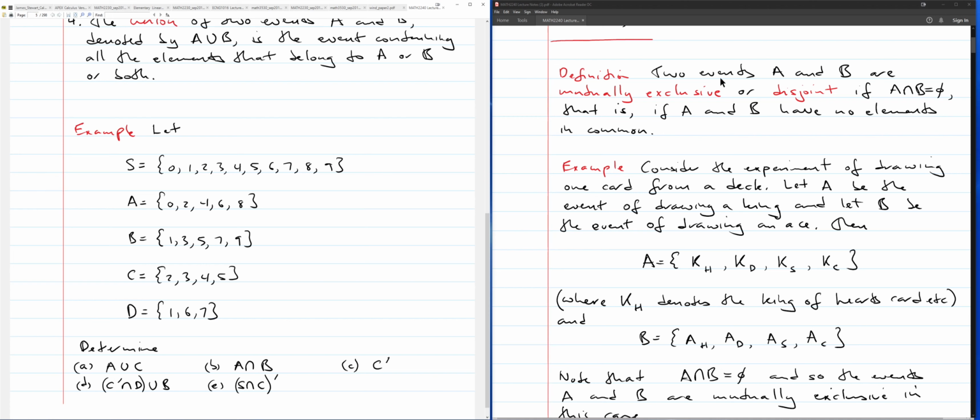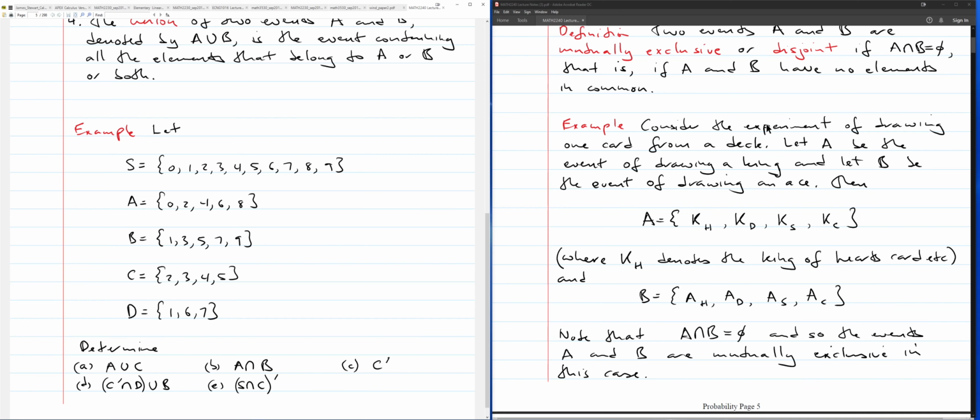Right, and here we have the definition that two events A and B of a sample space are mutually exclusive, also called disjoint, if the intersection of the events is the empty set. So remember, the A and B events are just subsets of a sample space. Those subsets are said to be mutually exclusive or disjoint if the intersection of the subsets is the empty set. Right, so let's see an example of that.